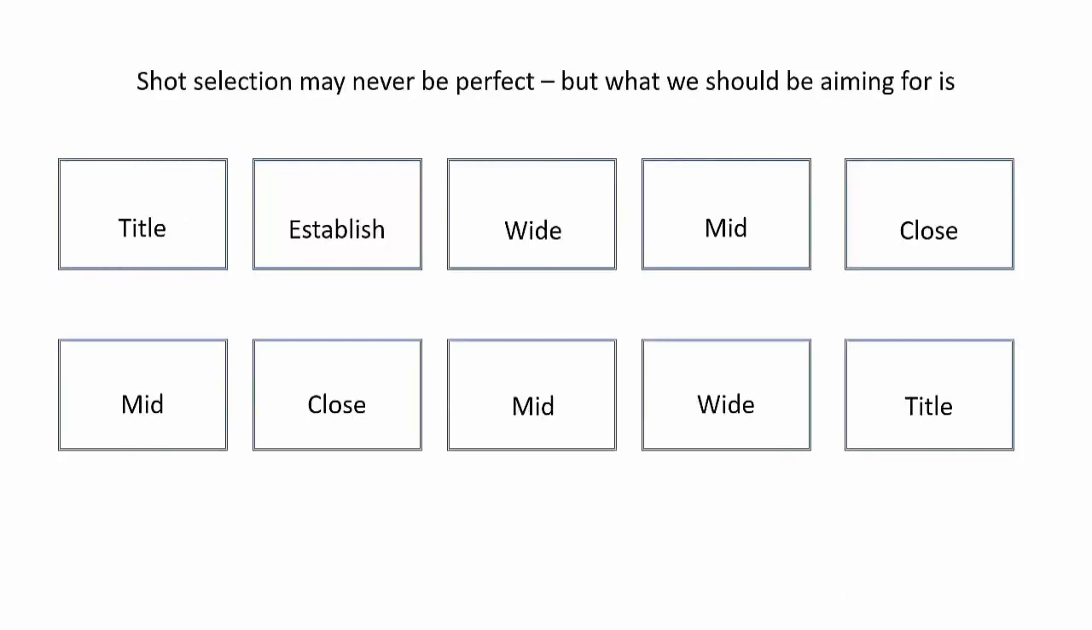Shot selection may never be perfect, but what we should be aiming for is something like the title, then establishing shot, a wide shot, a mid shot, and close-up. Then back to a mid shot, then to a close and a mid, and wide and title. What we're trying to do here is work from an overall picture down to mid shot and a close-up or extreme close-up if you have it, and then progress back out the same way.